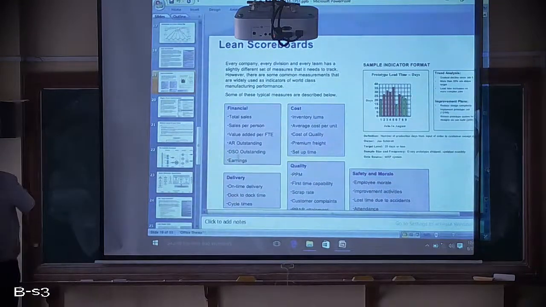Those are the measures. Same thing, for example, even for safety, quality, delivery, or cost, you can see that all these things are the measures or performance indicators.